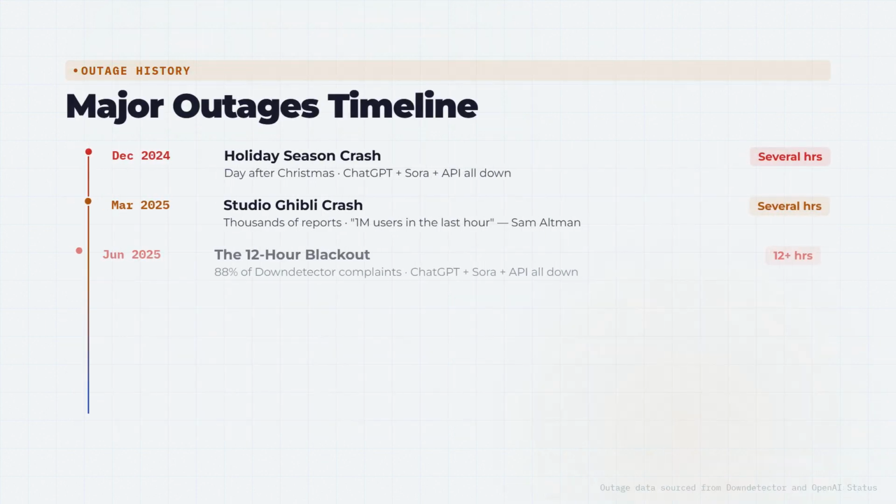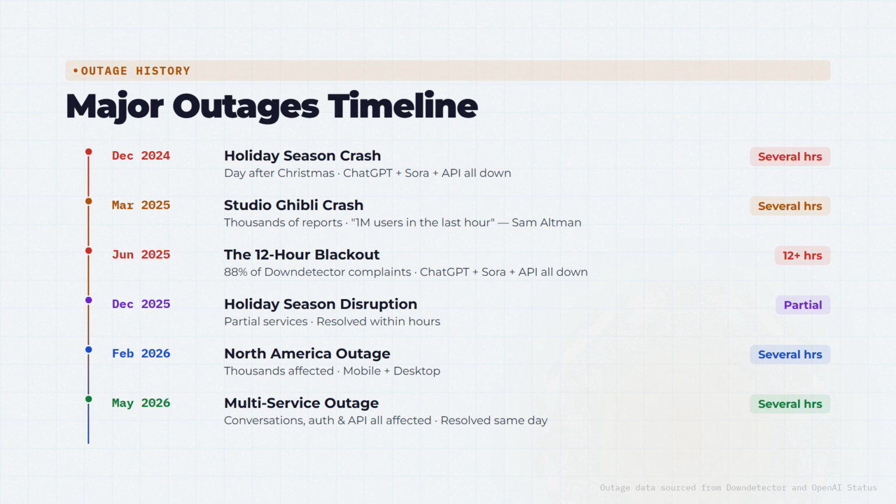Here is the outage history you need to know about. In December 2024, ChatGPT crashed the day after Christmas, taking down Sora and the API as well. March 2025 brought the famous Studio Ghibli crash with thousands of reports on Down Detector. Then came the massive 12-hour blackout in June 2025, accounting for 88% of Down Detector complaints. February 2026 saw a major North American outage and another multi-service hit in May 2026. These outages keep happening, so you need to know how to handle them.